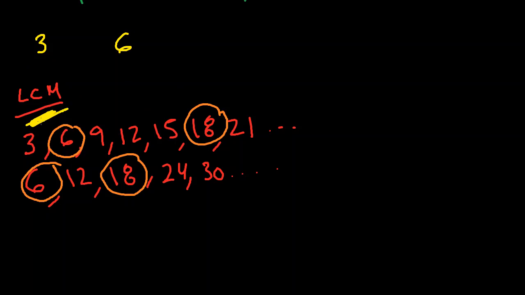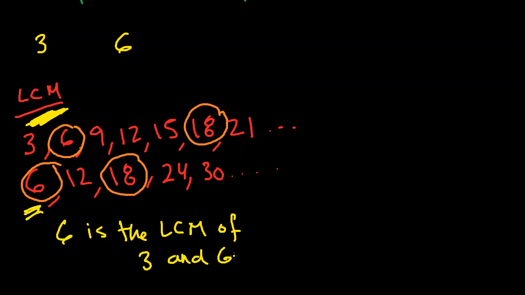But remember, we're looking for the lowest common multiple. So in fact, our answer for the lowest common multiple is actually 6. So 6 is the lowest common multiple of 3 and 6. Even though 18 is a common multiple, since we're looking for the lowest common multiple, our answer is 6. That's what a lowest common multiple is.